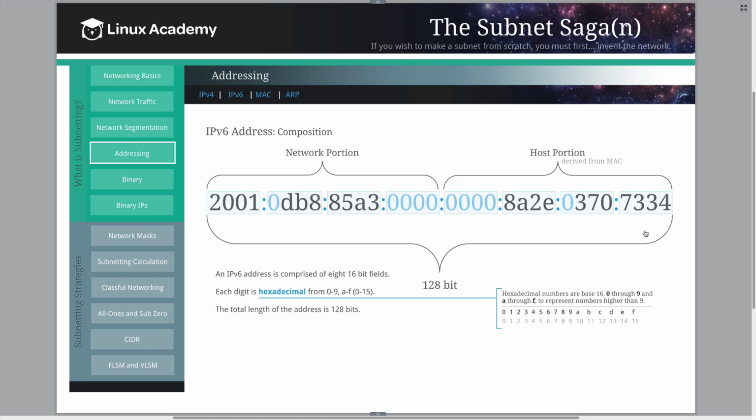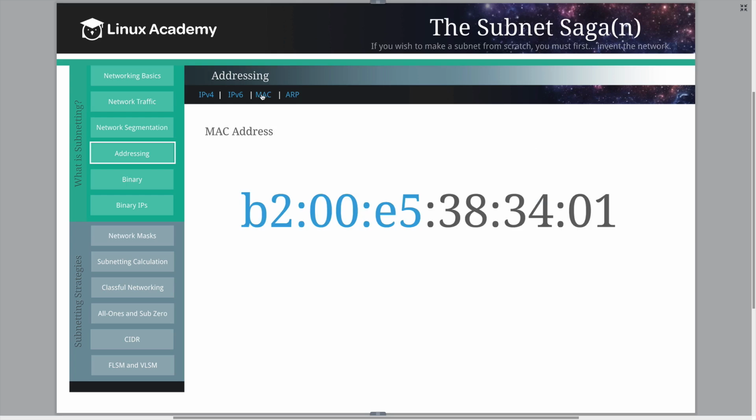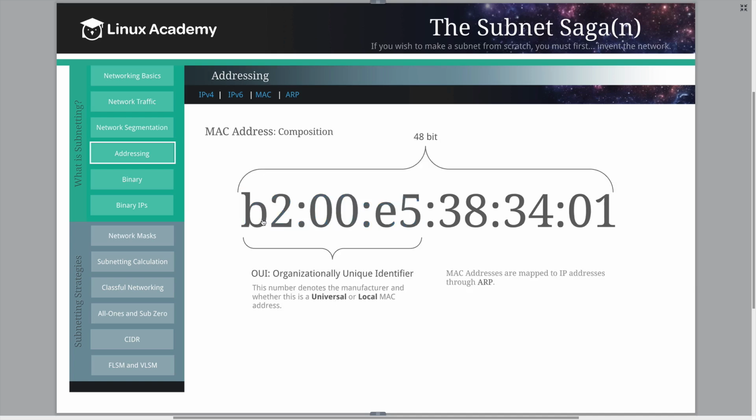This is important to understand because subnetting IPv4 happens in the same manner. So if this host portion for an IPv6 is derived from the MAC address, what is the MAC address? The MAC address is a 48-bit number. It's also a hexadecimal, and it is the fingerprint of the network interface card. So if we look at the anatomy, we see it's a 48-bit number, and the first half is considered the OUI, or Organizationally Unique Identifier. This number denotes the manufacturer.